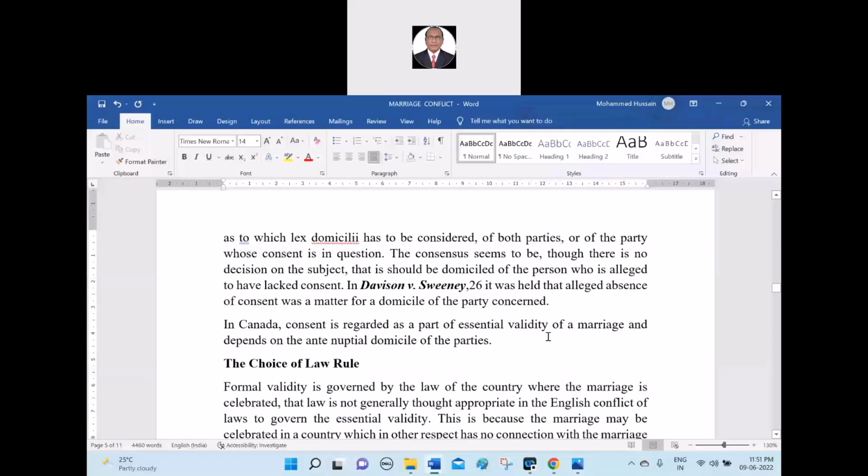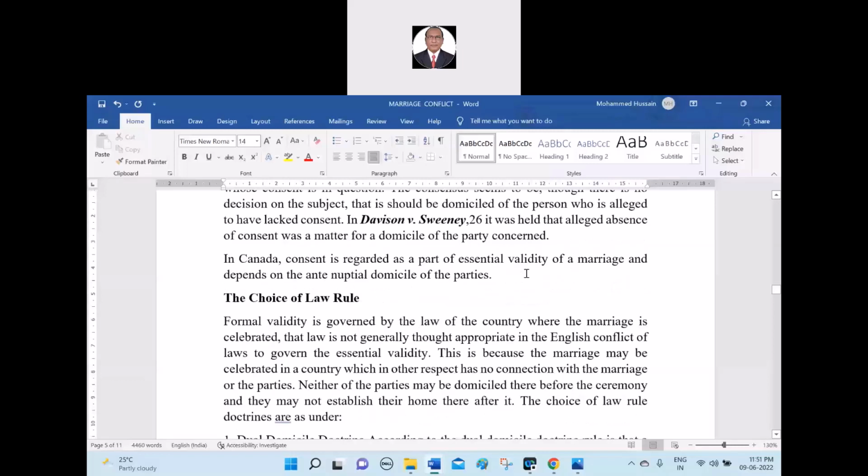In Canada, consent is regarded as part of the essential validity of marriage and depends on the antenuptial domicile of the parties. So consent is necessary in Canada, and even the antenuptial domicile of the parties is considered. For those who are going to be married, their domicile will be considered to know whether they have the capacity to marry, or whether there is any prohibition to marry or not. So let us see what the choice of law rules are.